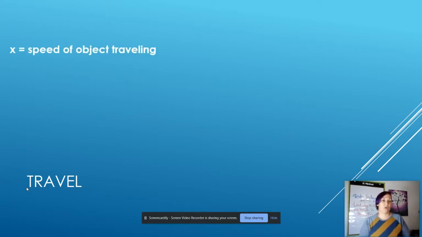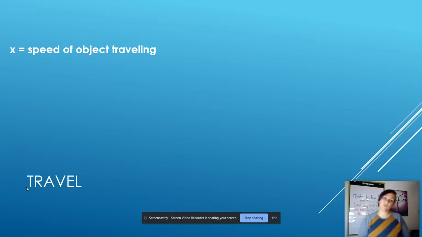In the travel problems, the x will always represent the speed of the object that is traveling. So if it's an airplane, then the speed of the airplane is your x. Or if it's a boat, the speed of the boat is the x. Or if it is you walking, how fast you can walk is the x. So it's the speed of the object traveling.